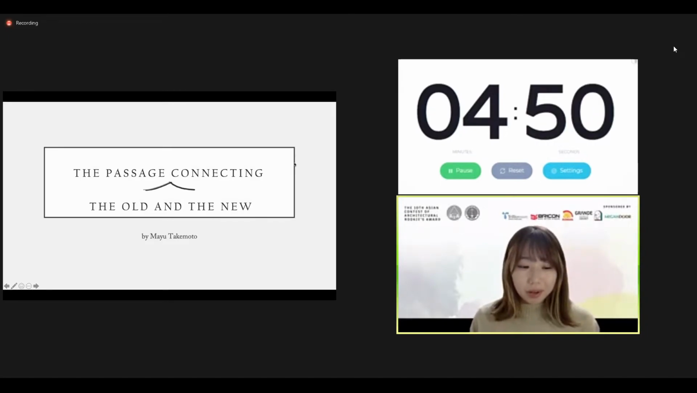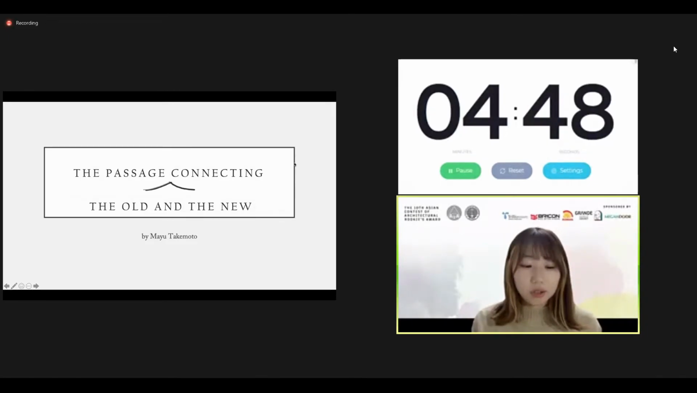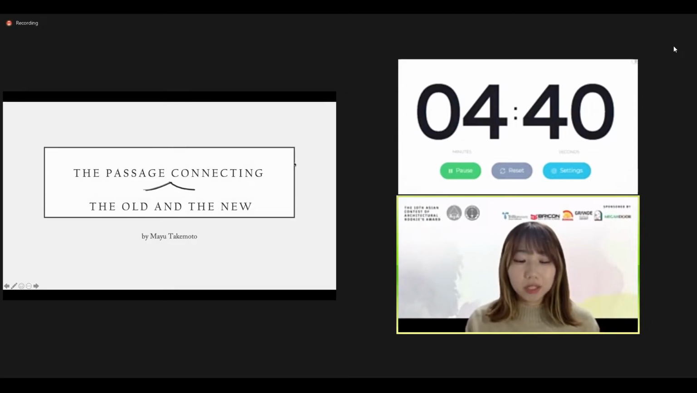Under the roof of the passage, the values of the old and the new buildings become clearer. This project will renovate an old school building into a media and community center by installing the passage.